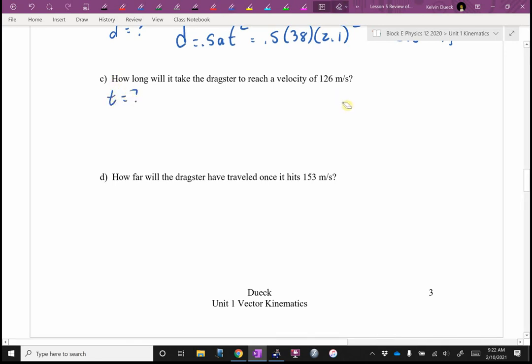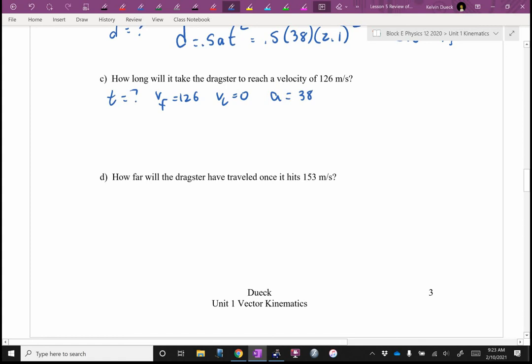I think things have changed with that 126. What is that 126? Armand, what is that 126? Yep. I think VI is still zero. Can I use the 2.1 time? No, and that wouldn't make sense anyways, because what are they asking me to find? Time. What can I still use though? Yeah, I think the acceleration is still 38.